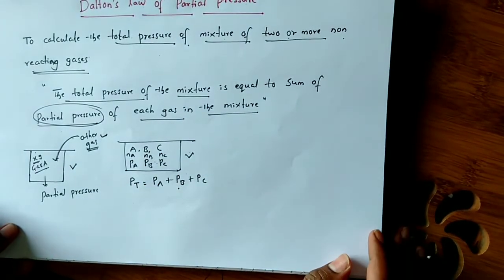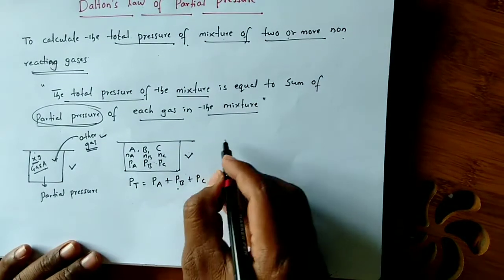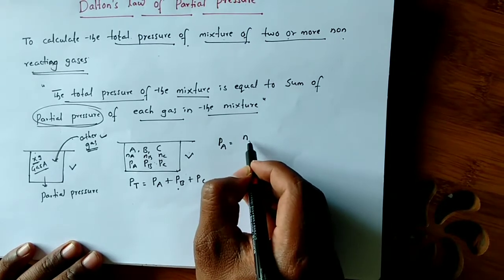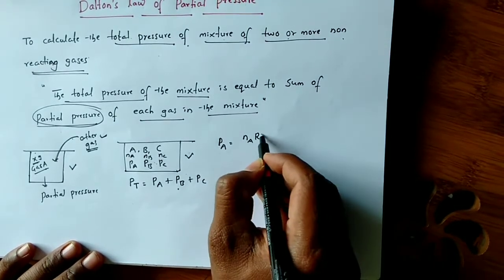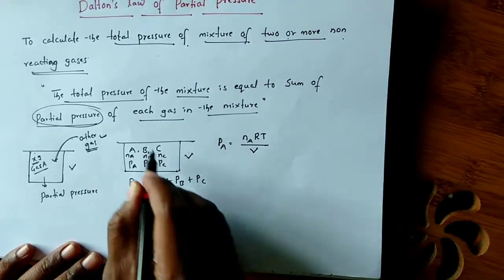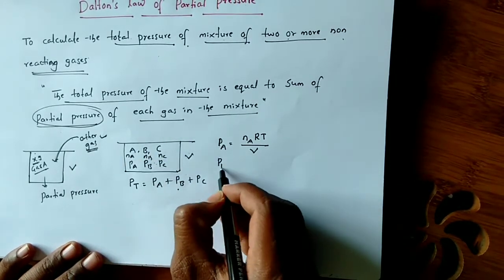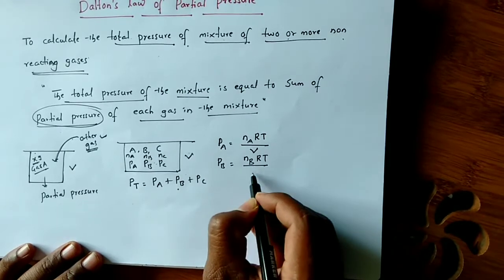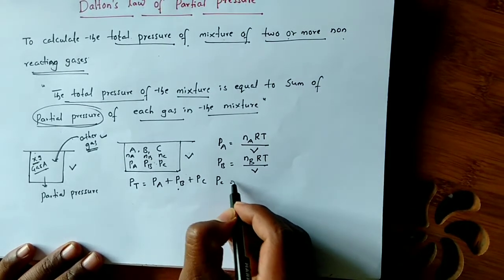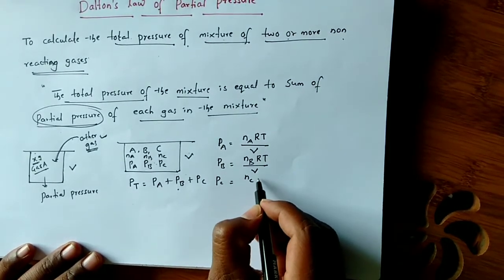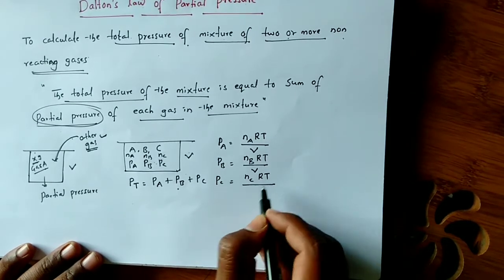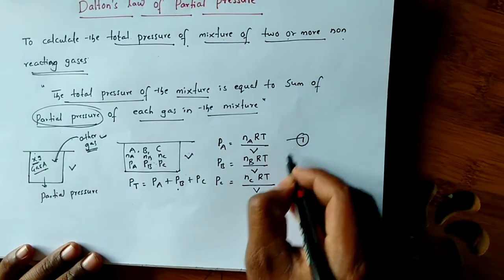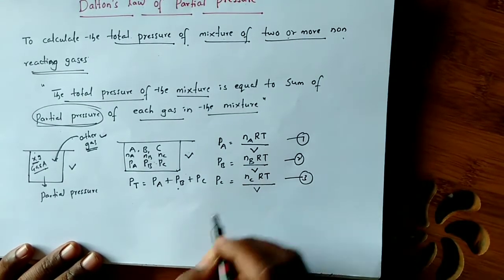Okay, so assume in this mixture there are Na moles of A, Nb moles of B, Nc moles of C. So partial pressure of A equals number of moles of A into RT by the total volume. Similarly, partial pressure of B equals number of moles of B into RT by total volume. Partial pressure of C equals number of moles of C into RT by total volume. Assume this is equation 1, this is equation 2, this is equation 3.